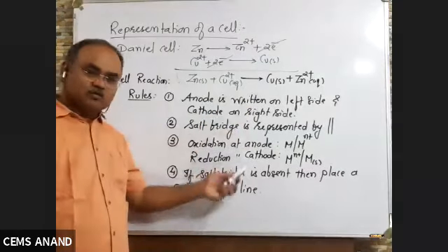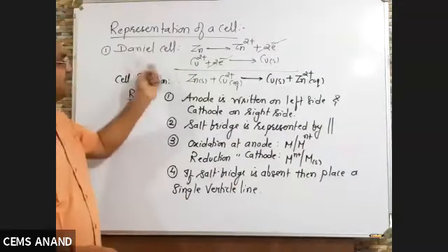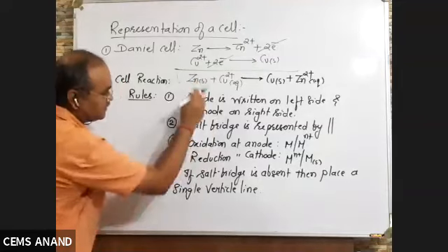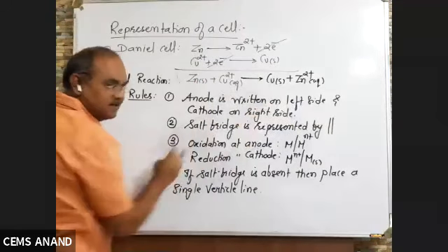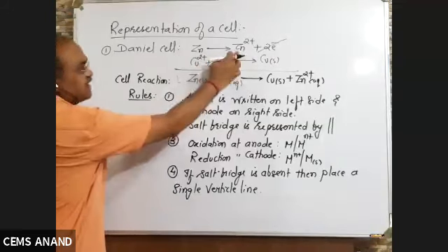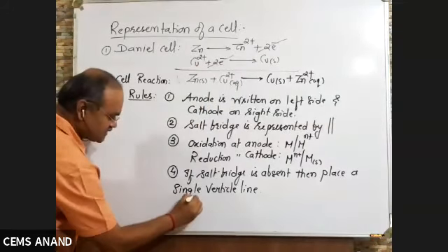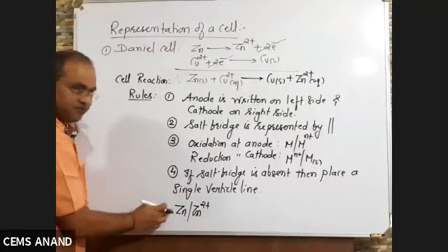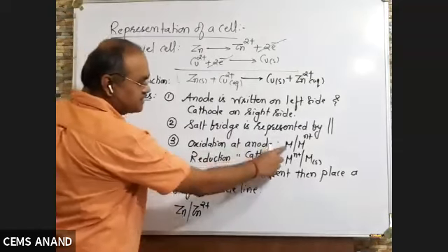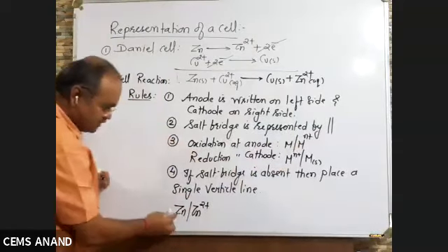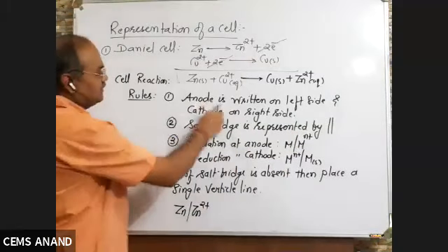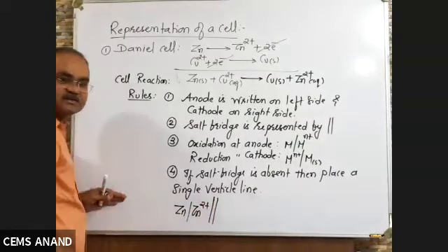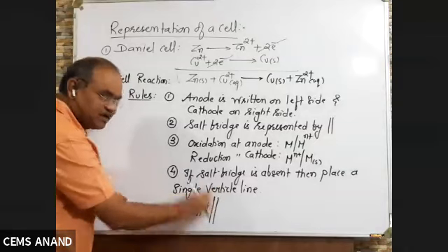Now, using these rules, I will represent a cell, the Daniell cell. For example, how to represent it? I am writing here. Anode is written on the left side. Who is anode? Zn gives Zn2+. So I have to write Zn/Zn2+. You can represent it like this. Oxidation at anode is represented by metal/ion. Then the salt bridge is represented between them, because anode and cathode are connected by the salt bridge. So whenever there is a salt bridge, you have to write a double vertical line.